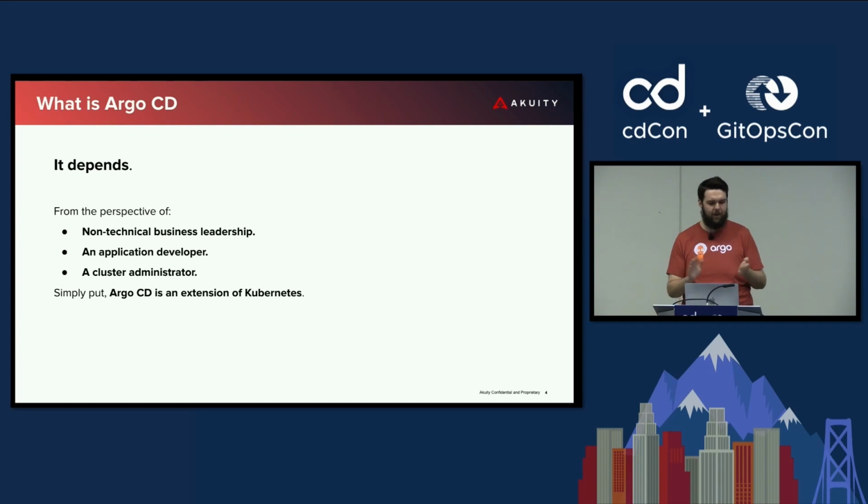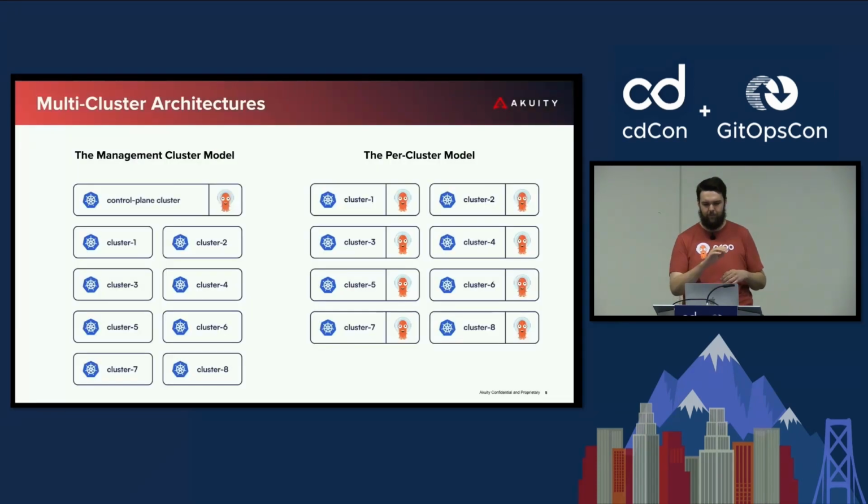So simply put, I describe Argo CD as an extension of Kubernetes. All of Argo CD's workloads and configurations are represented as resources in Kubernetes. And from a broader perspective, Argo CD is a part of the Argo project, which is a suite of tools consisting of Workflows, Argo CD, Events, and Rollouts.